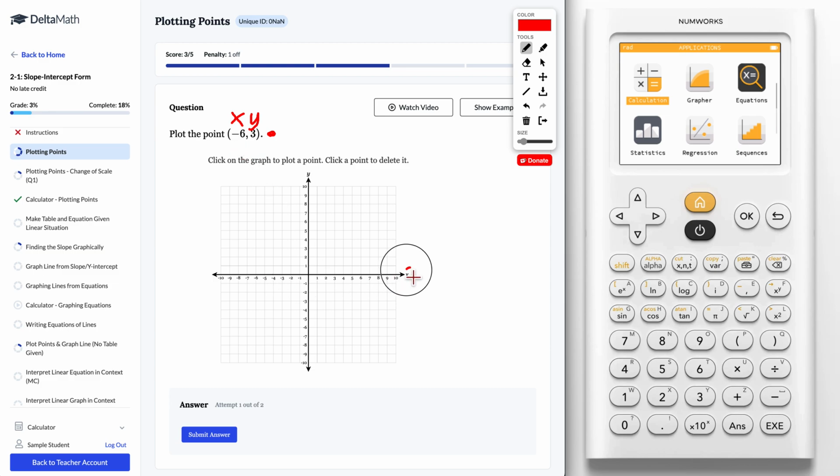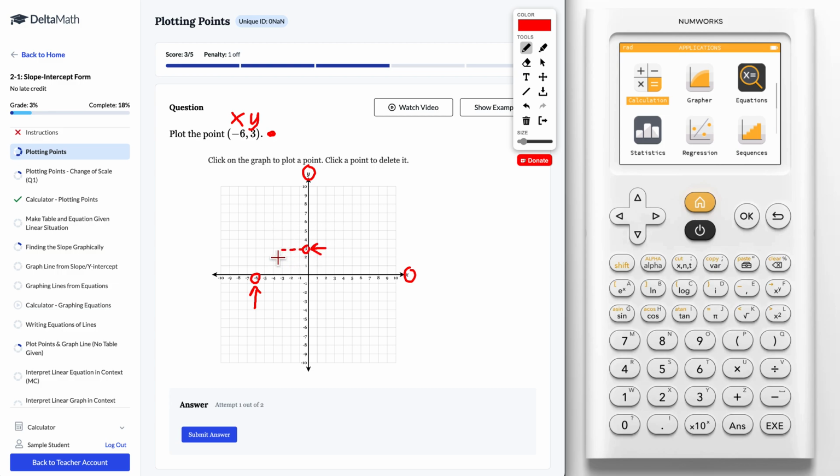So if I look at my x-axis and I come all the way over here to -6, this is the first value I need to look at, right? -6. Then I'm going to look at my y-axis. That's this axis right here, the one that goes up and down. My y value is going to be 3, right? So I'm looking at this value here.